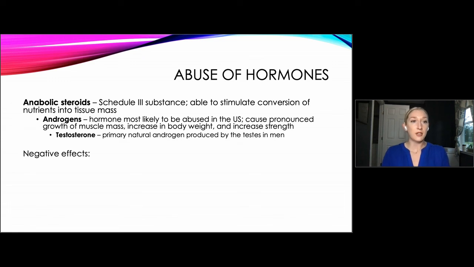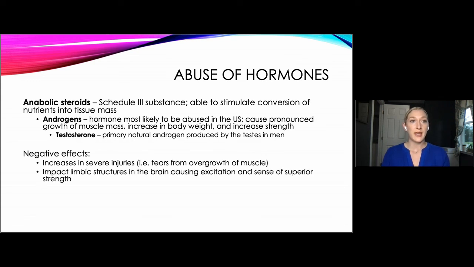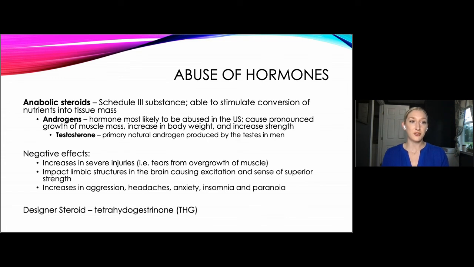Negative effects of these hormones can include increases in severe injury, so tears from overgrowth of the muscle. It can impact limbic structures in the brain, causing excitation and a sense of superior strength. It can also cause increases in aggression, headaches, anxiety, insomnia, and paranoia. So again, this designer drug, THG, has been banned by the FDA, and professional athletic organizations test for it now.